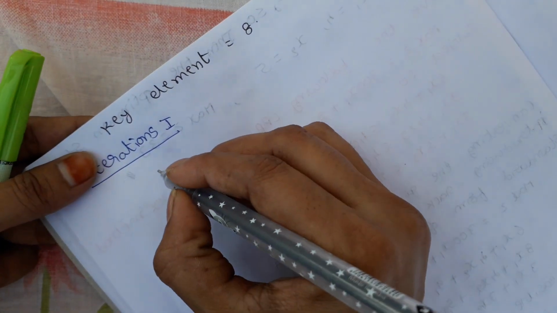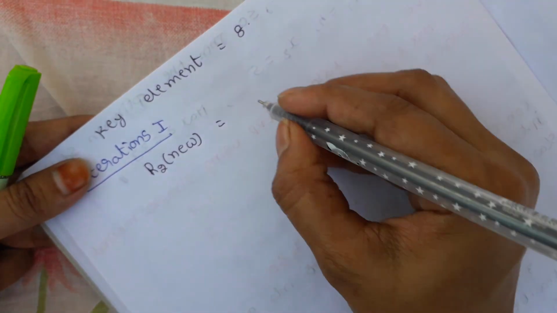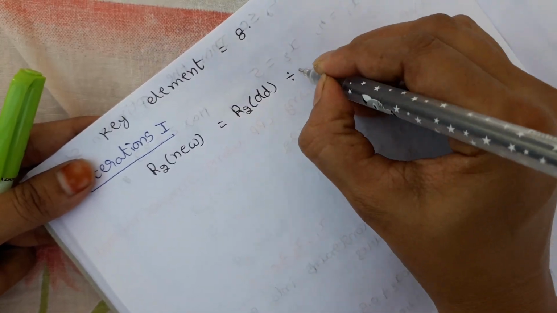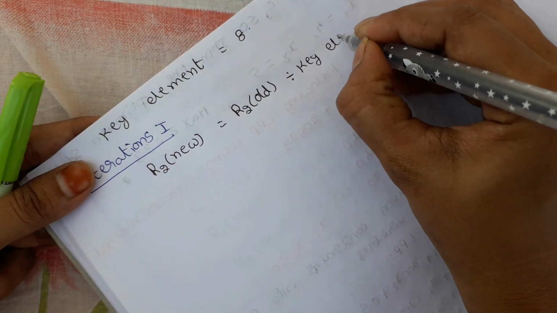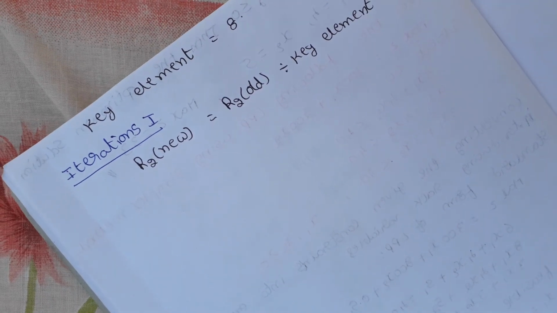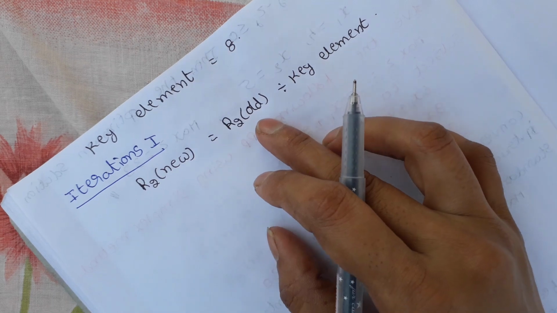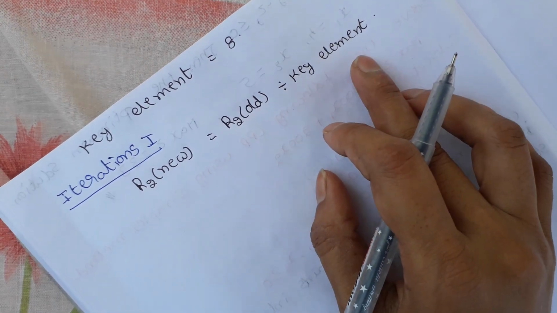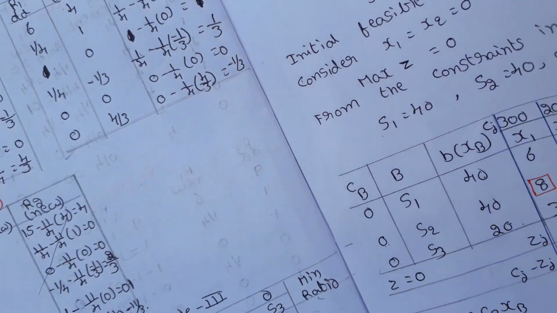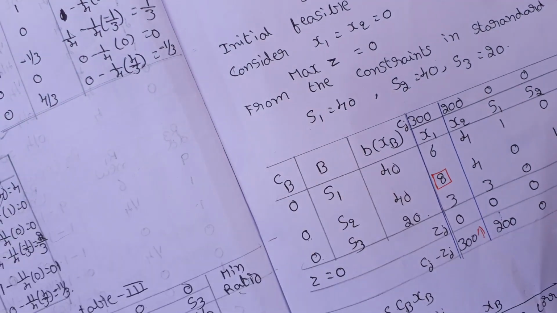So R2 new is equal to R2 old divided by key element. This is the simple logic we will use for the first iteration. Where the key element is present, that key element row new equals key element row old divided by key element. Next, other than the key element row, how many other rows do we have? Here we have two different rows, that is R1 and R3.